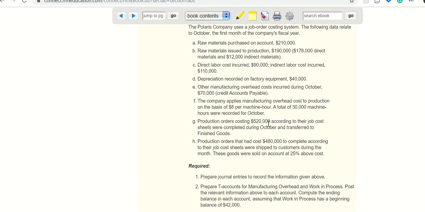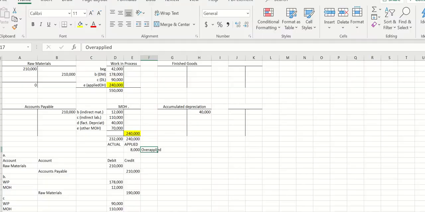Production orders costing $520,000 according to their job cost sheet were completed and transferred. So now they're done being worked on. Now they're going to be finished. 520. Let's see, we have 550 in our work in process. So a good amount of them were finished, but not all of them, right? They said 520,000 were transferred out. So we're going to transfer those out and we're going to have a remaining balance of 30,000.